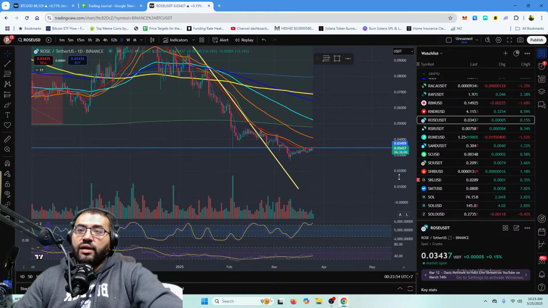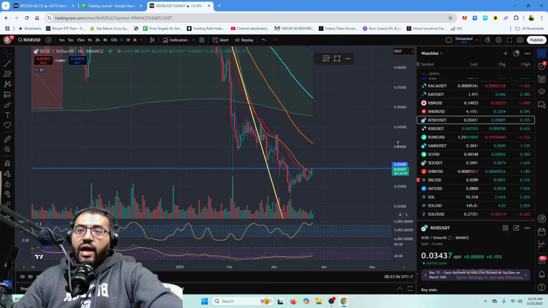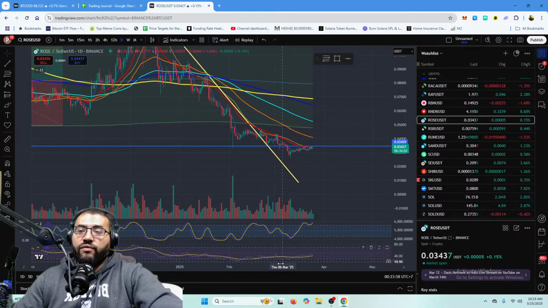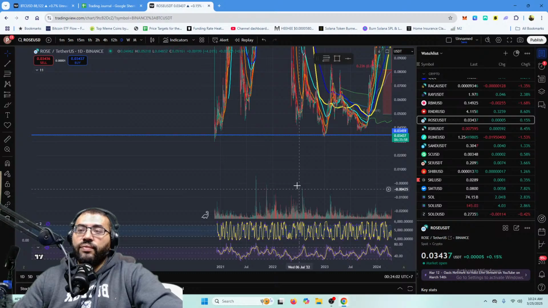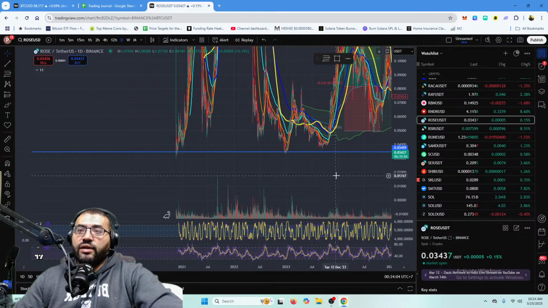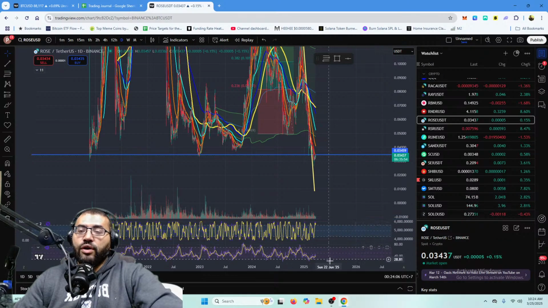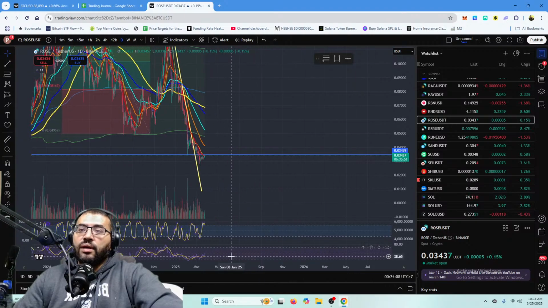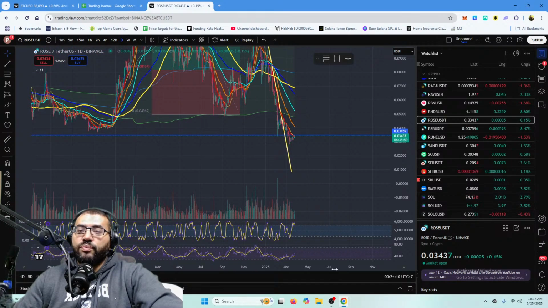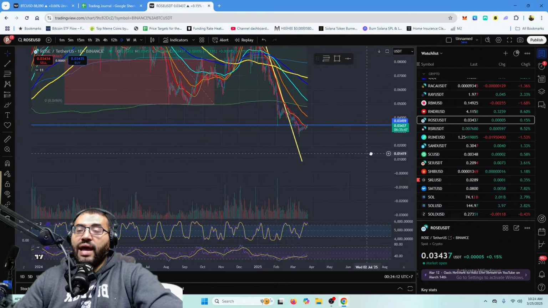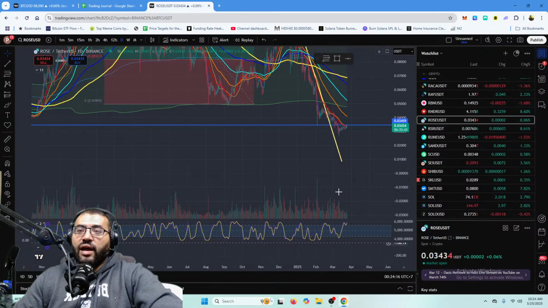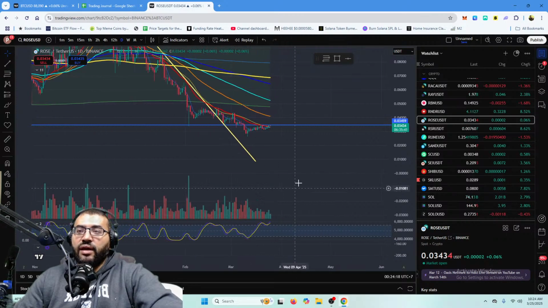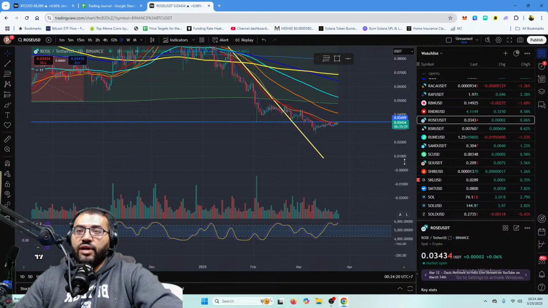You can see it is right now at a key level of resistance. I don't even know what resistance this is. I drew it a long time ago. It looks like it's the bear market bottom. Yeah, so it got below its previous bear market bottom right now. And so I don't love buying at resistance, but man, it is at an extreme discount.